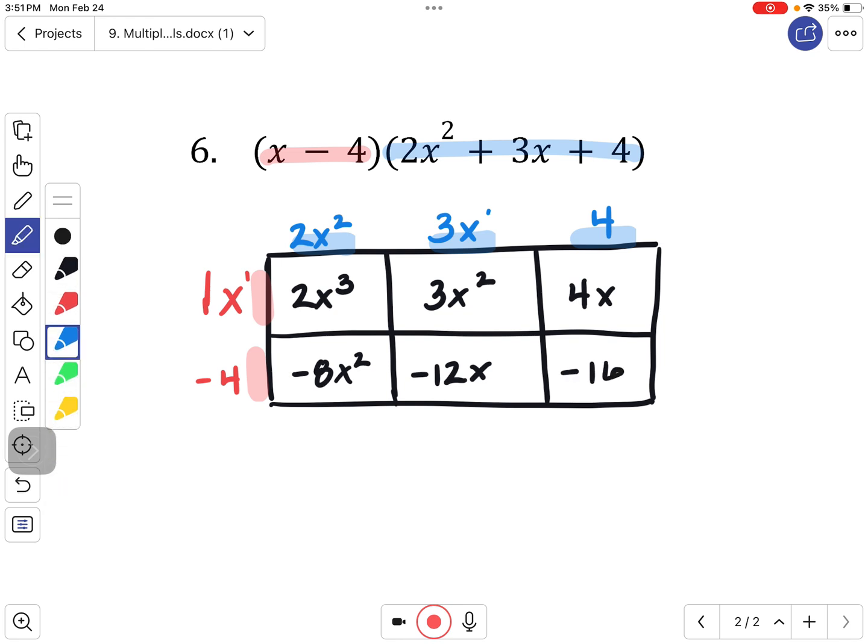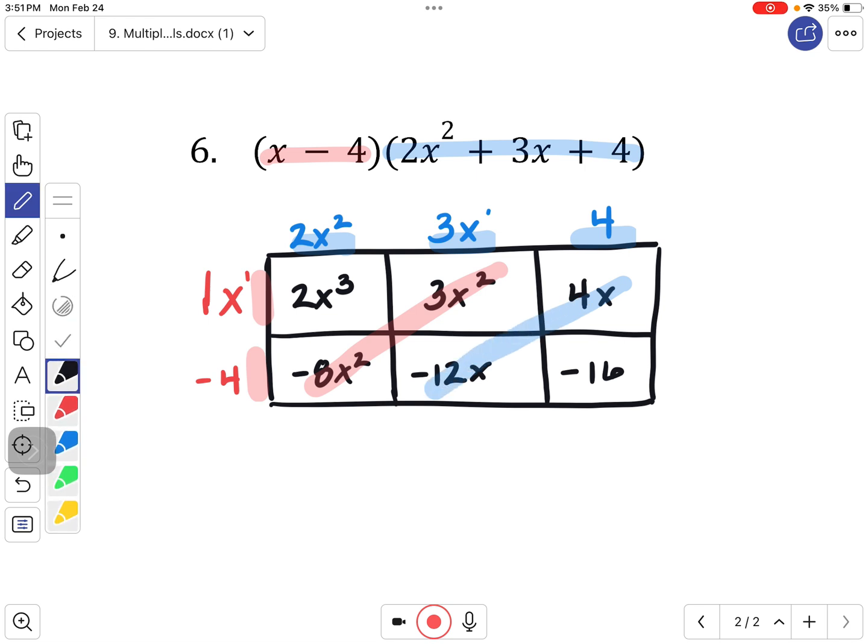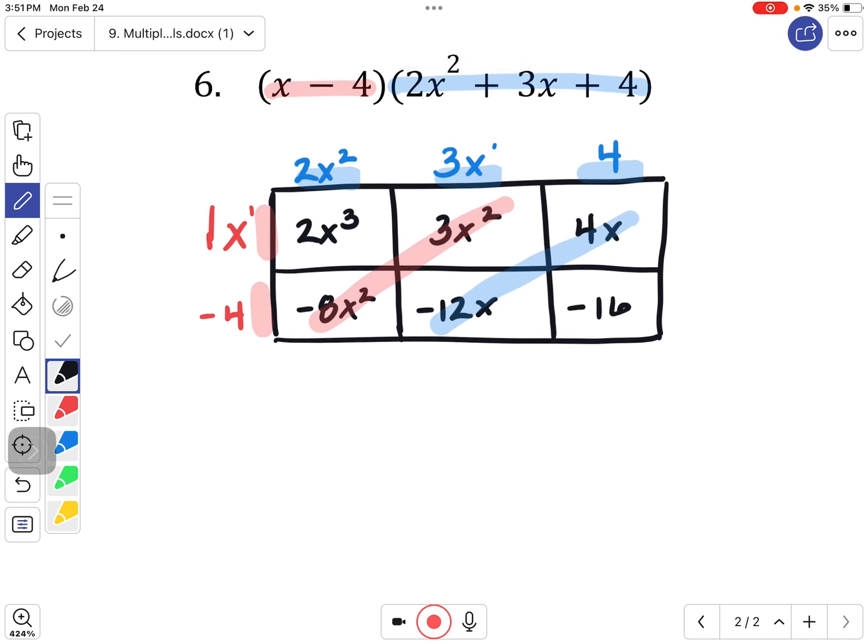Okay, now I'm going to look. Do I have any powers that are the same that I can combine? So this is squared and this is squared, so I know I can combine those. And this is an x and that's an x, so I know I can combine those. So I'm going to start at my very top with my highest power. And I'm going to say 2x to the third.